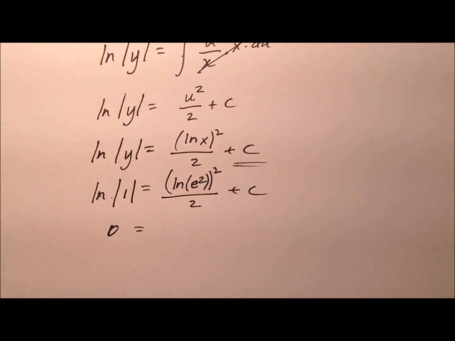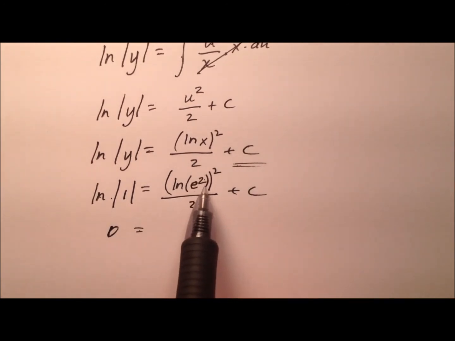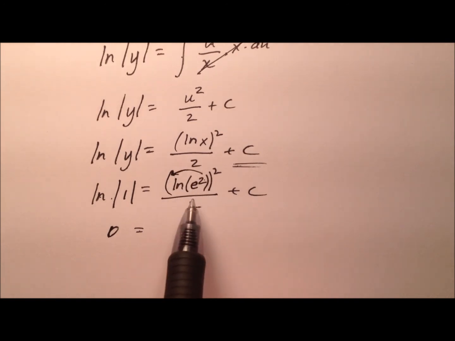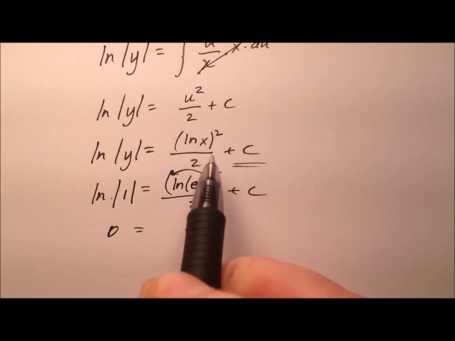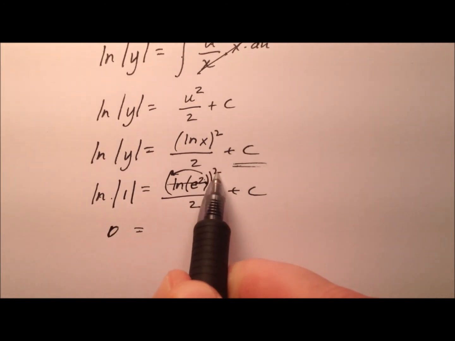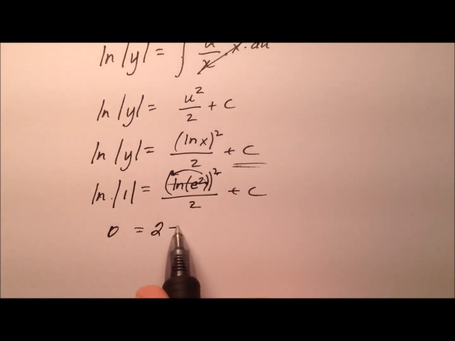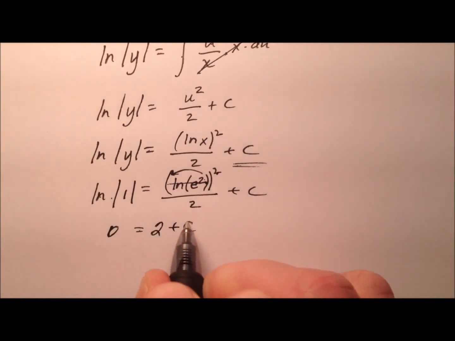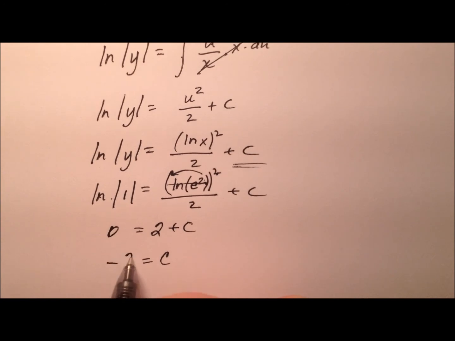over 2 plus c. Well, the e squared, and it's a natural log, so I can bring this 2 out front, and the natural log of e is 1, and 2 times 1 is 2, so all of this just goes to 2. 2 squared is 4. 4 divided by 2 is 2 plus c. Okie dokie, so c equals negative 2, which makes a pretty nice value.